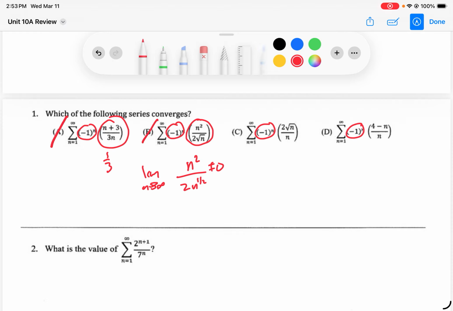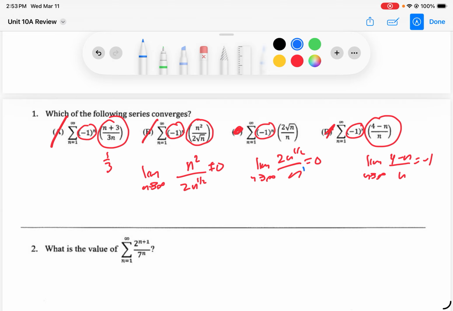So neither one of those is the answer. Part C, this one has potential. Looking at this one real fast, the limit of the non-alternating part would be -1, which is not 0, so it's not that one. So I'm going to double check and just make sure. The limit as n goes to infinity of 2n to the 1/2 over n is 0. The bigger degree on the n part is on the bottom, so of course that one's going to blow up faster.